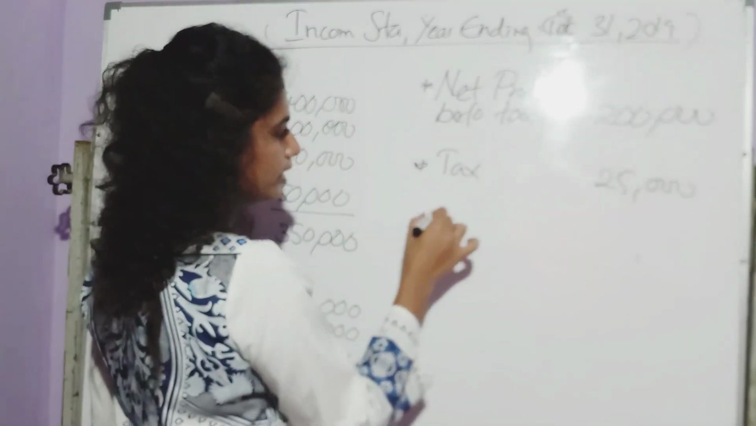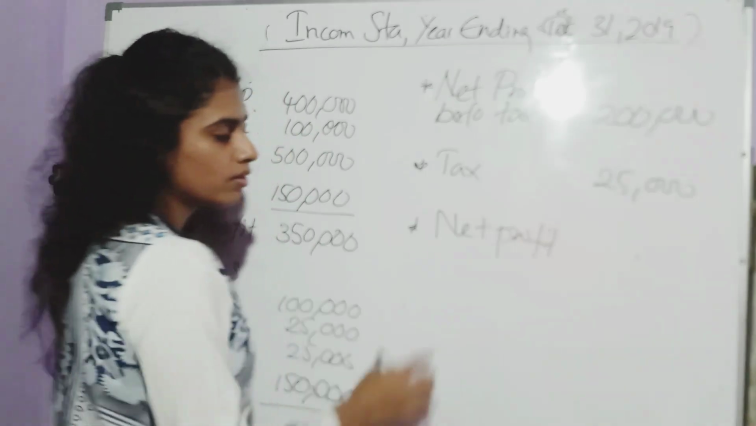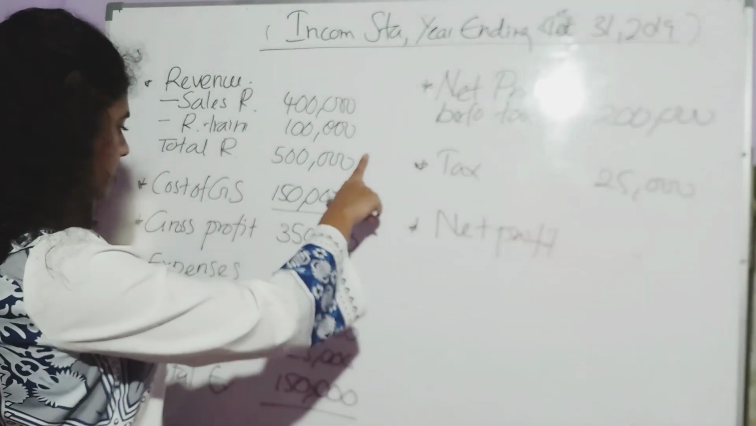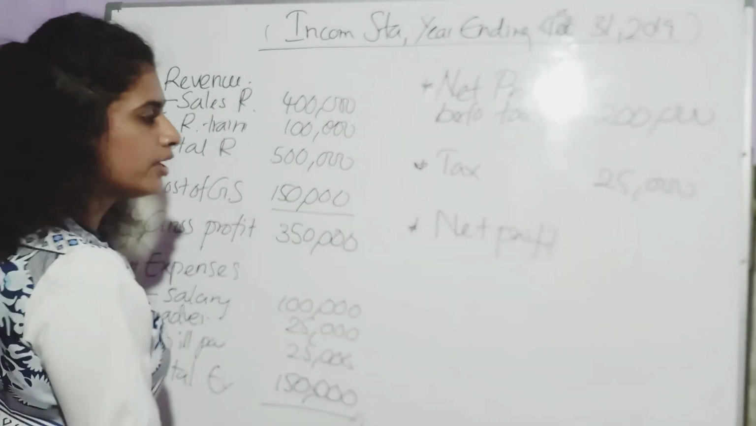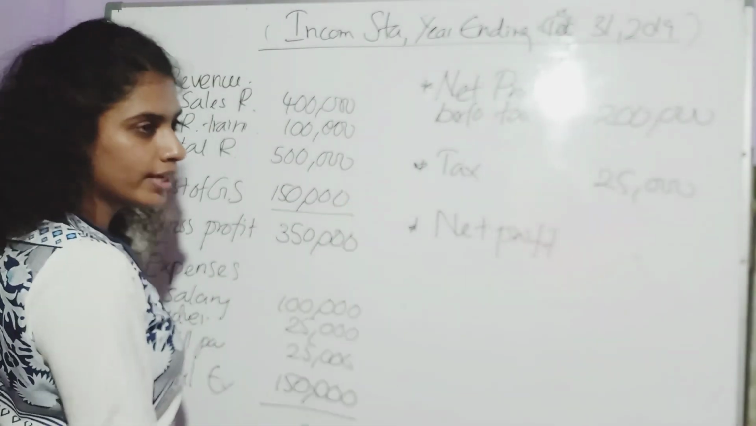Then finally, net profit. What is that? Revenue minus cost of goods sold, all expenses and tax. Revenue again, cost of goods sold, expenses and tax.